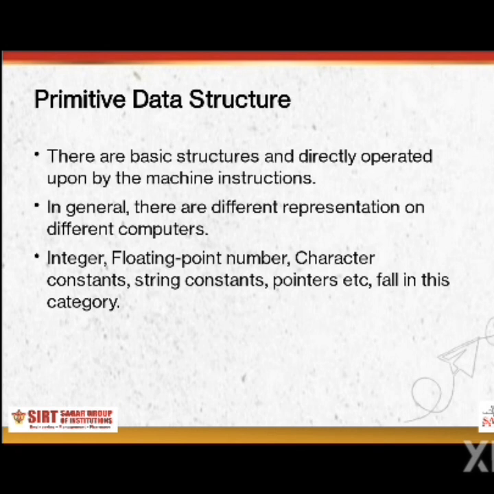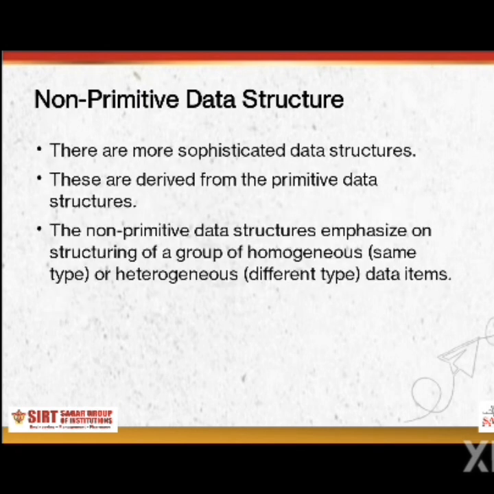Now firstly I will discuss the primitive data structure. They are directly operated upon by machine instructions. They have different types of representation. Integer, float, character, pointer are the examples of primitive data structure. If I'm talking about the non-primitive data structure, they are the sophisticated data structures. They are derived from primitive data structure, and they have groups of homogeneous and heterogeneous data items. Non-primitive data structure, as I divided it into some parts, are list, stack, queue, tree and graph.